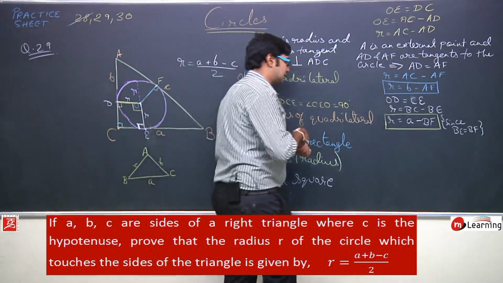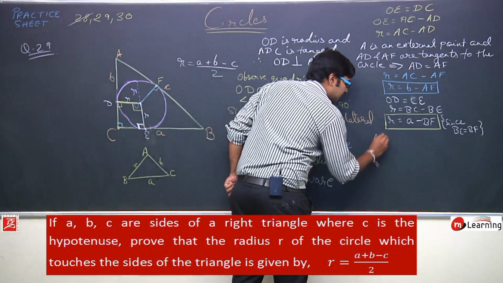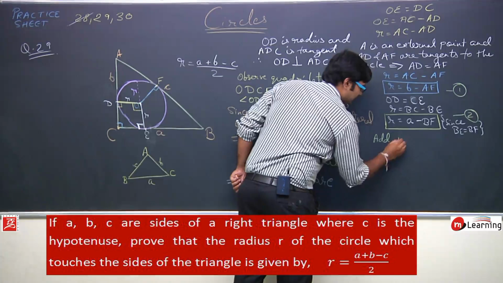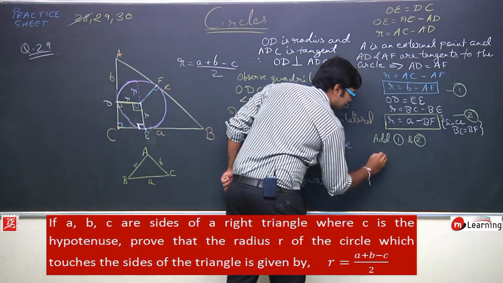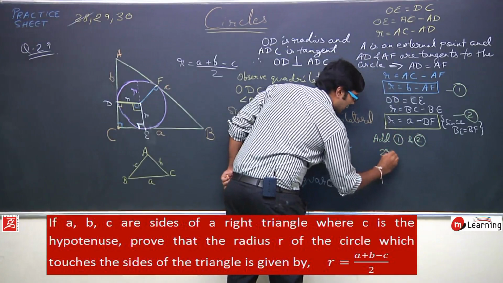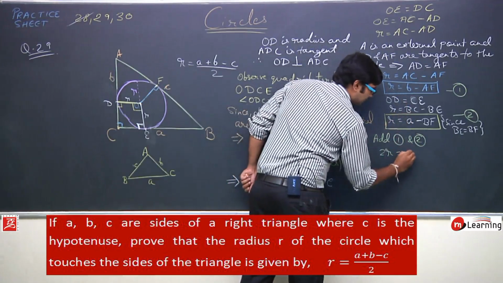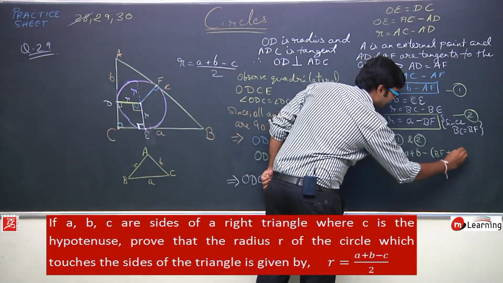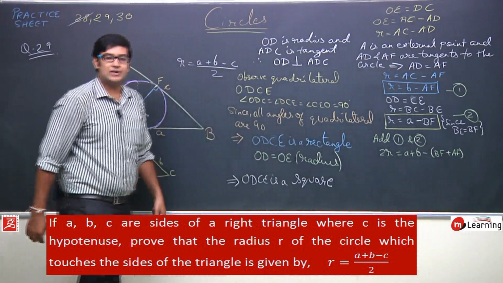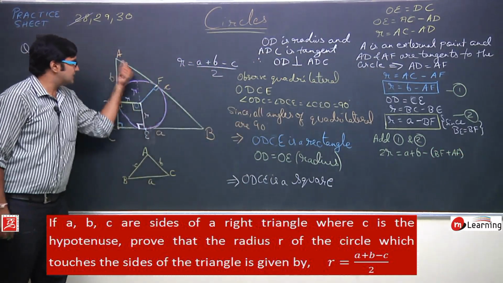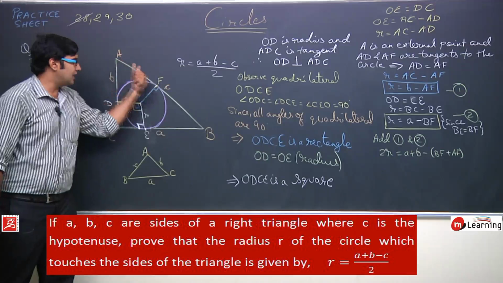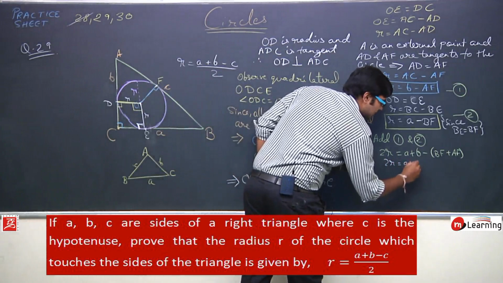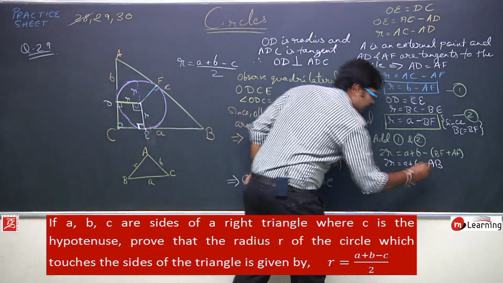If you add these two relations, let us say this is first, this is second, add 1 and 2, you will get R plus R is 2R is equal to A plus B minus BF plus AF. Okay. Now what is BF plus AF? BF plus AF is AB. So this is 2R is equal to A plus B minus AB.